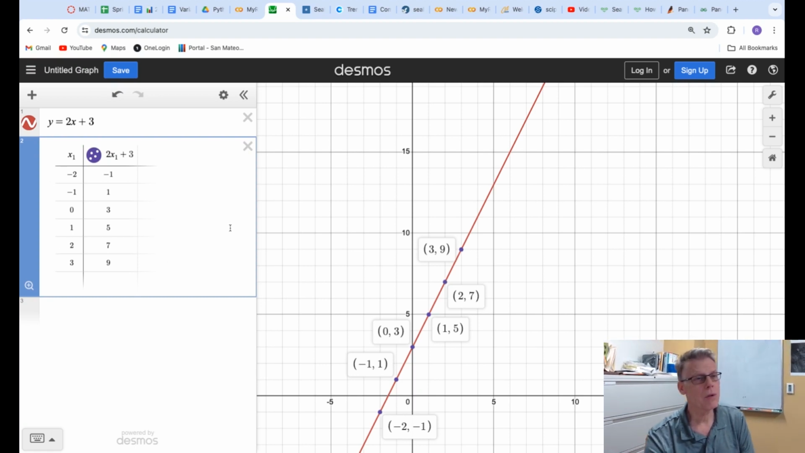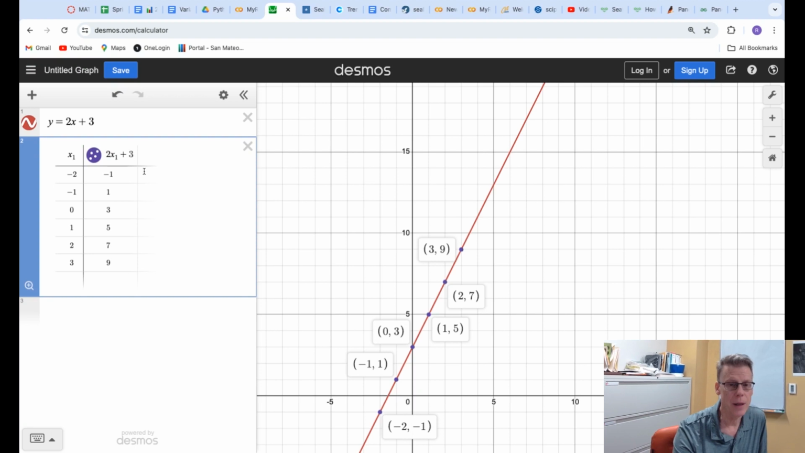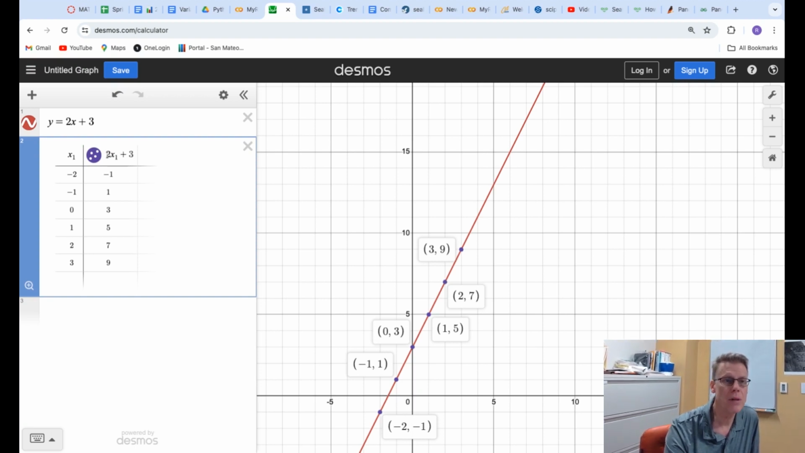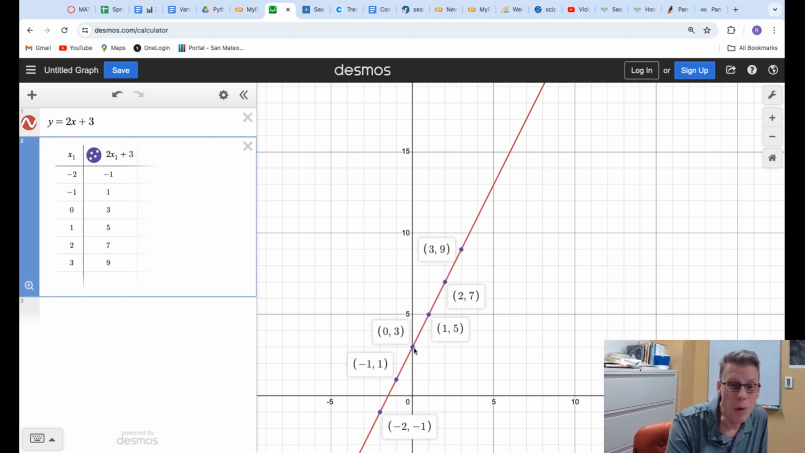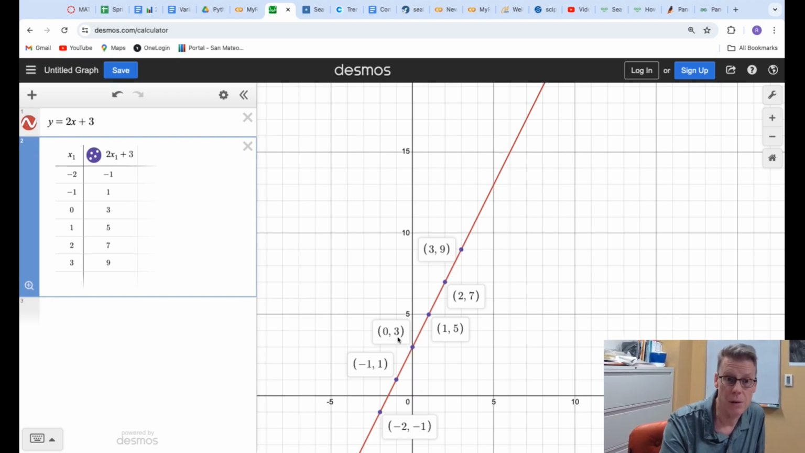And the way you can sort of think about that 3 is, if there is no x at all, or another way to say it, if x is 0, well, 2 times 0 is nothing, plus 3 is 3. That's why this ordered pair here is as it is. Plug in a 0, you get out a 3. And this is called the y-intercept, or the output value when the input is 0.